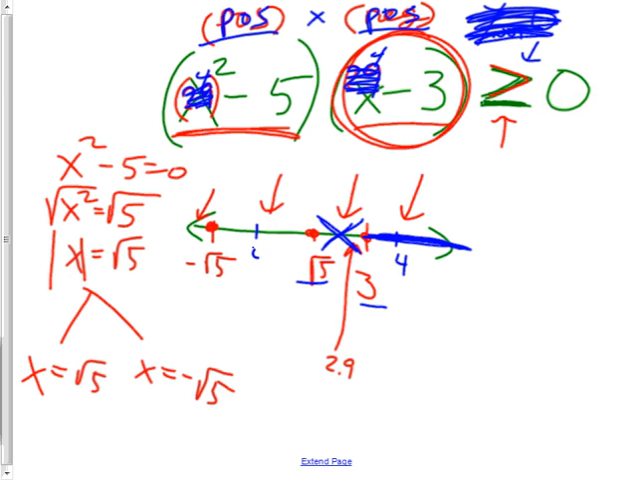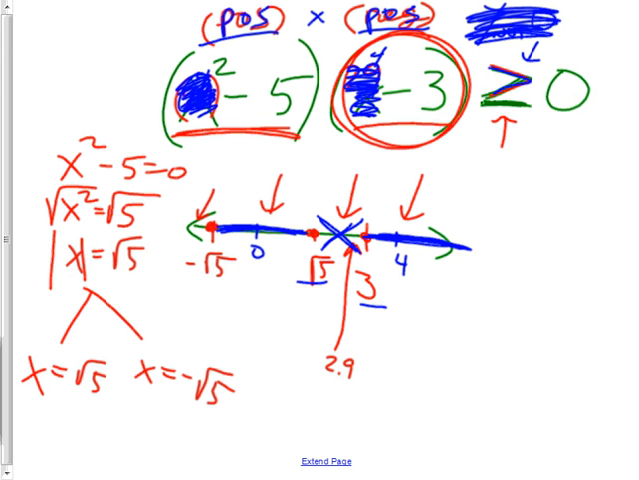My happy place is in here, 0, because it makes everything so much easier. When I put in 0 right here, I get negative 5. When I put in 0 right here, I get negative 3. A negative times a negative makes a positive, which is bigger than 0. So it works in here. And I would guess that it doesn't work out here, but I better check.